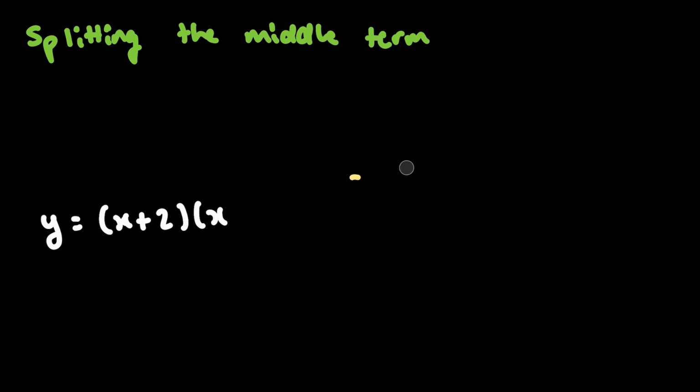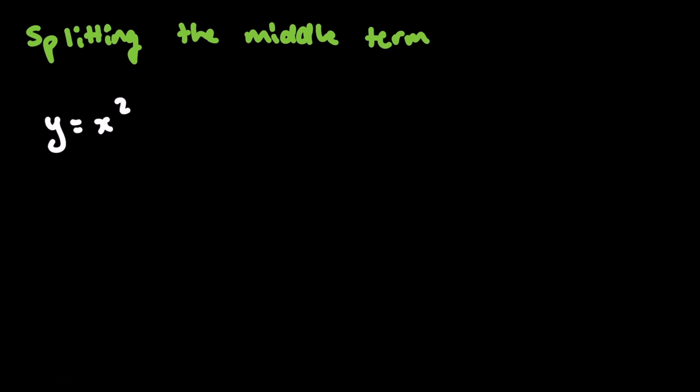Let's have a look at another example. Let's say I have the example y equals x squared plus 5x take 14. Again, because this is a monic quadratic, I need to find two numbers that add to 5 but multiply to minus 14. The way I'm going to do that again is to write out all the factors of this last term, minus 14. So the factors of that would be minus 1, minus 2, minus 7, and minus 14, and the positive versions as well.